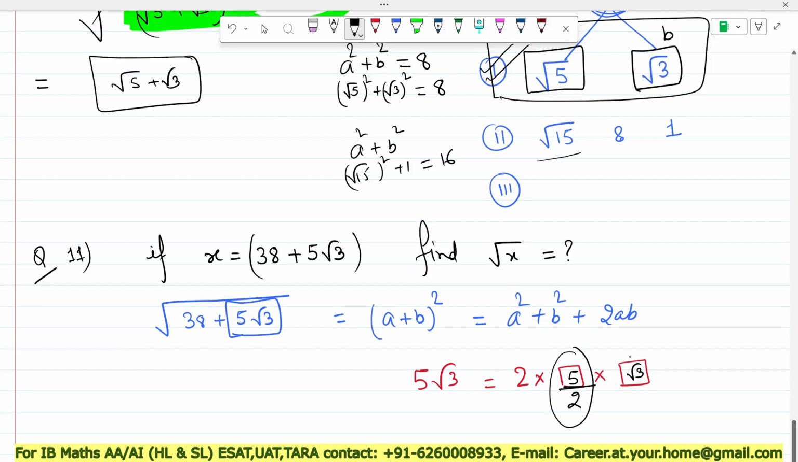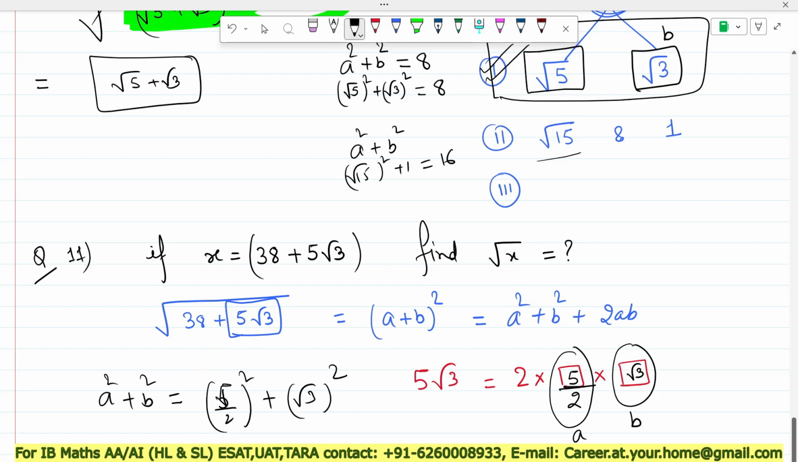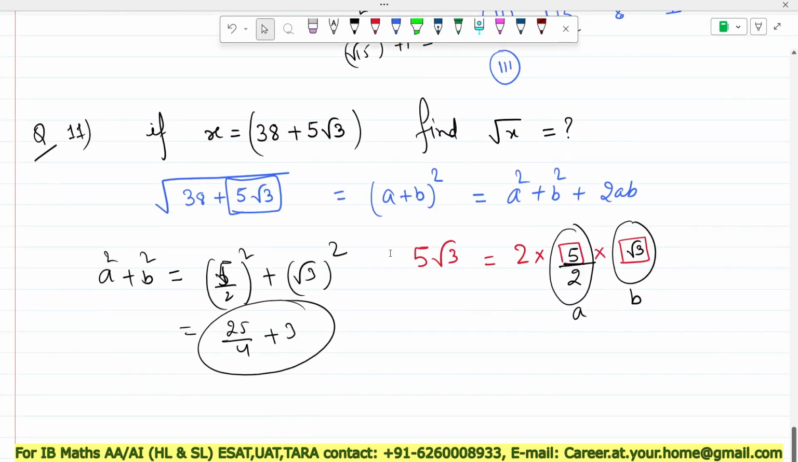But if you try to do this, if you take this as a, and this as b, do you think that a square plus b square will satisfy your condition? I think no. If you take 5 by 2 whole square and then root 3 square, I don't think you will get the 38. 5 square is 25 over 4 plus 3, which is not equal to 38. You know why this is happening? Why will this not work?